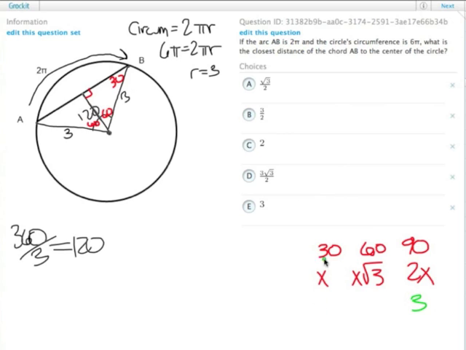So the distance here, the side opposite the 30-degree angle, will just be half that, 3/2. And that is the distance from the chord AB to the center of the circle, the shortest distance. Answer choice B.